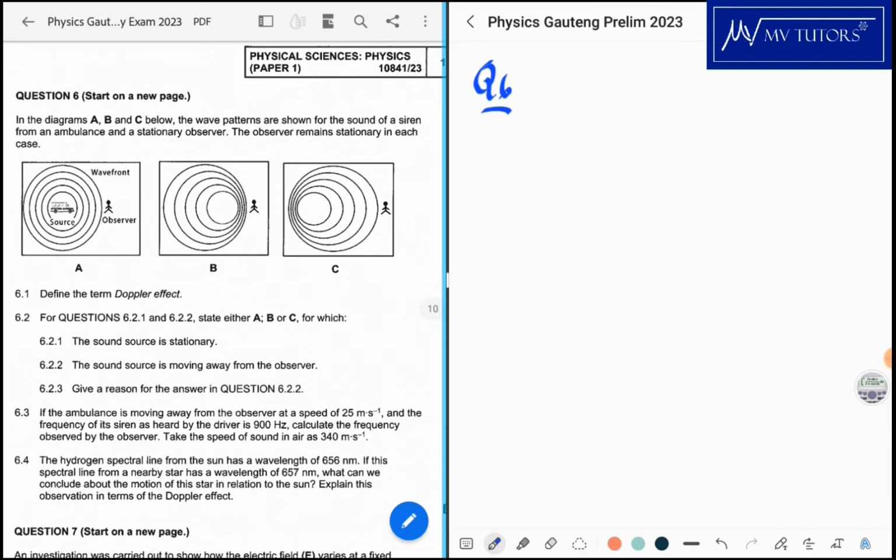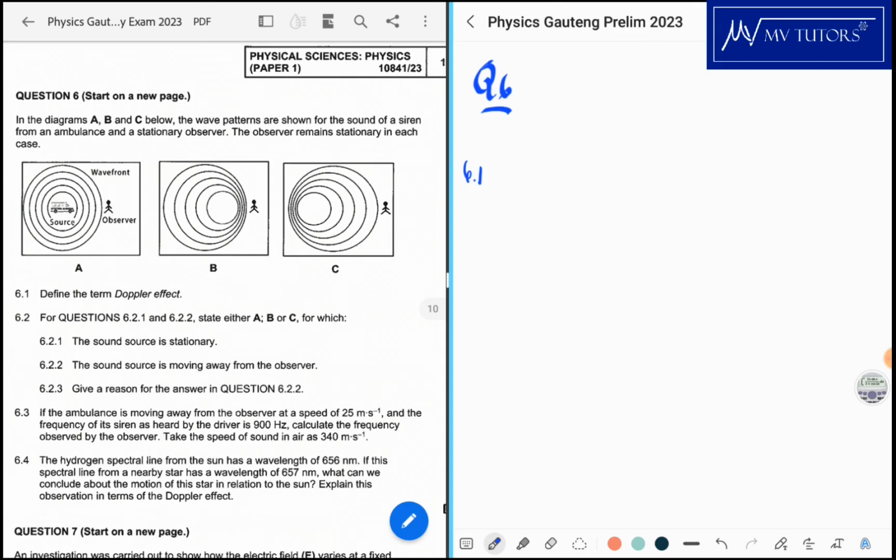If you look at B, the wavelengths are very compressed close to the observer. So that means this ambulance is actually moving closer to the observer. And for C, we can see that the wavelengths close to the observer are actually spread out. The frequency is less, meaning that the ambulance is moving away from the stationary observer. I hope this is very clear.